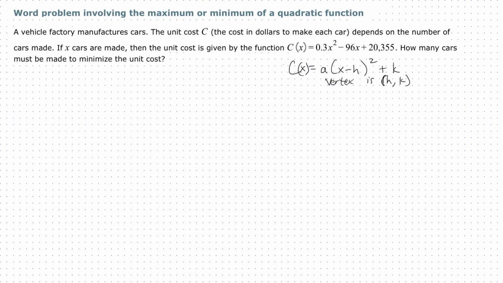C of x is equal to, factor 3/10. And let's see what's left. We have x squared. We need to make sure we get 96. So why don't we have minus 96 over 3/10 times x. And we leave a space. And then we're going to leave that plus 20,355.